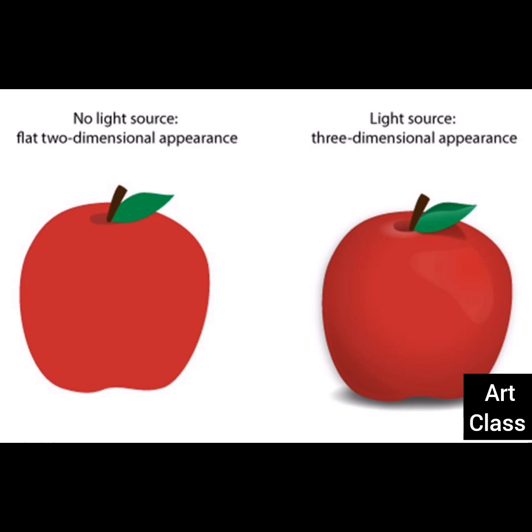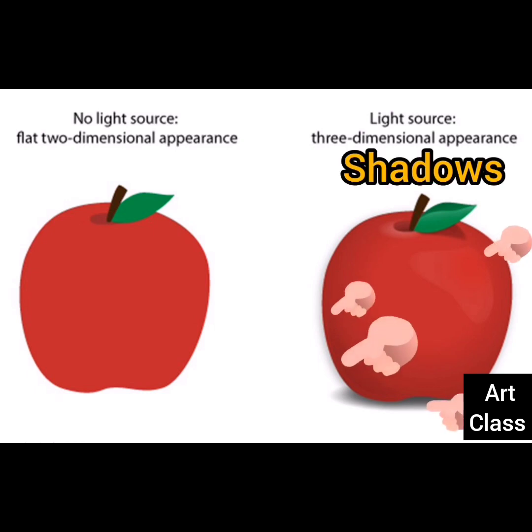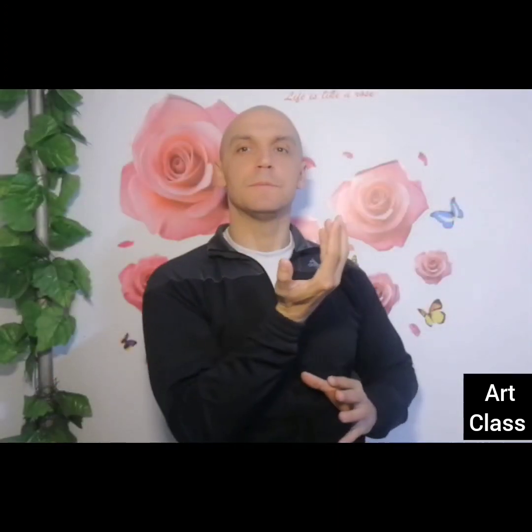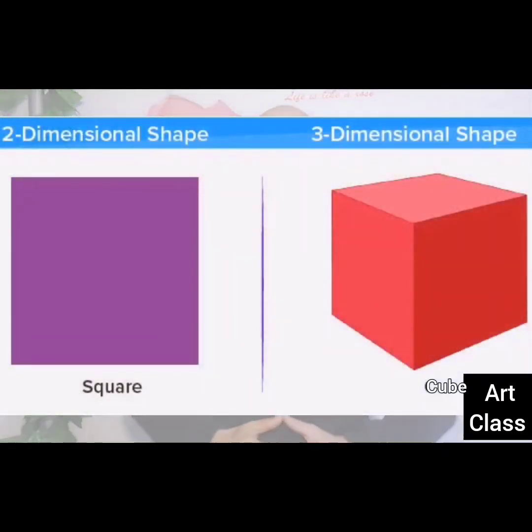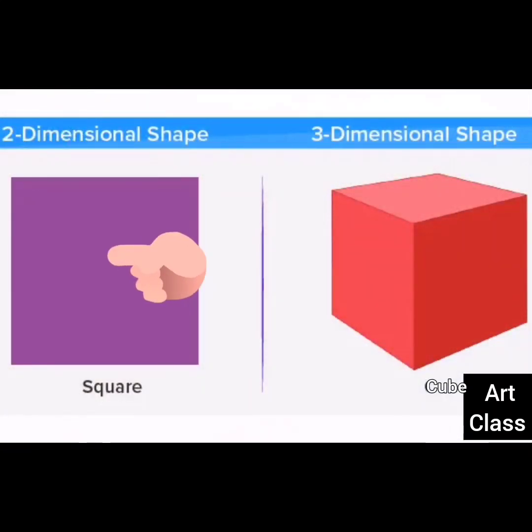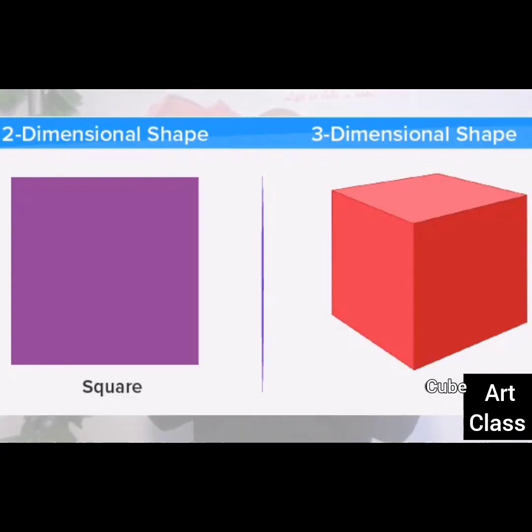Three-dimensional apple is the same apple as a two-dimensional, only we added a couple of shadows around and we get that shape. In this case, on one side you have a square. It's a two-dimensional shape. On the other side you have a cube, which is three-dimensional shape. Thanks to the additional lines and some shadows, cube looks like it's having a weight.